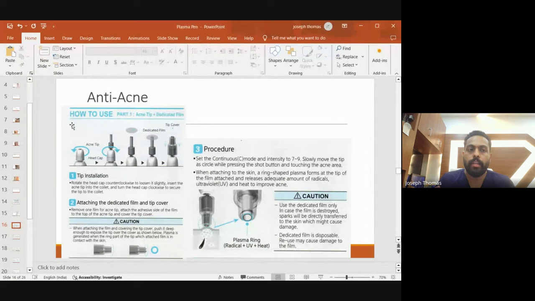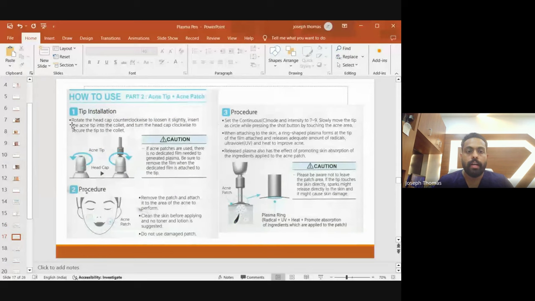Before a chemical peel, or along with any topical or oral anti-acne treatment, you can do this procedure to get rid of the bacteria inside the acne. So one of the indications, apart from skin rejuvenation and anti-aging, is anti-acne treatment with the plasma pen. There is also another method with an acne patch, which you can get on Google, Amazon and so on.